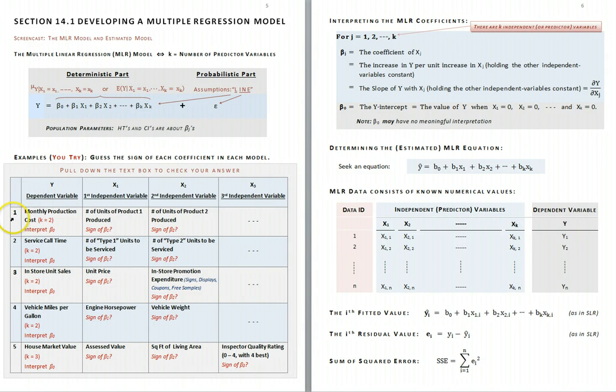For example, the first row refers to a multiple linear regression model to estimate the monthly production cost associated with producing x1 units of product 1 and x2 units of product 2. After reflecting on this model, you should decide that the intercept beta 0 would be the monthly fixed cost, beta 1 would be the unit variable cost for product 1, and beta 2 would be the unit variable cost for product 2. All of the coefficients would be expected to be positive. You should work through the remaining 4 examples in this table. You can pull down the text box to check your answers.